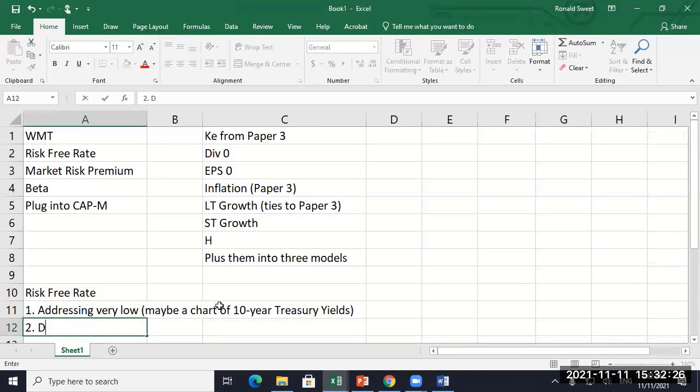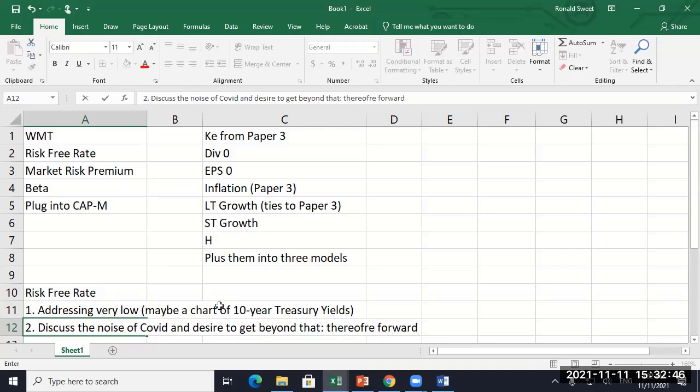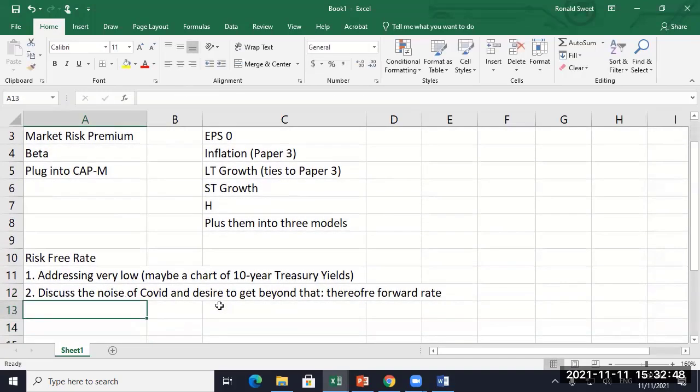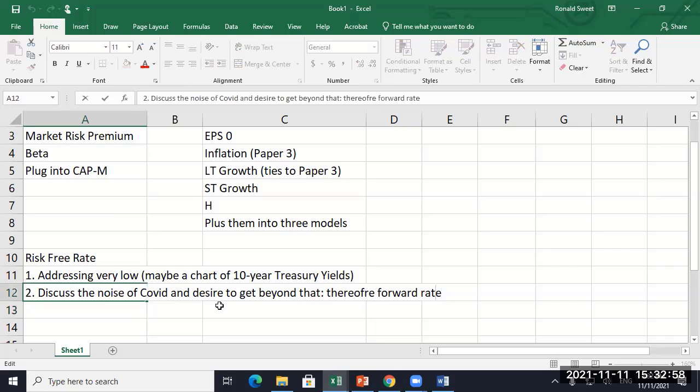I'm going to discuss, in my opinion, this is me, you have to write your own paper, the noise of COVID and the desire to get beyond that. So what am I leading up to? I'm going to use the forward rate. So that's kind of arguing, I kind of say that all the time. It's like we're always in a noisy period. But yeah, that's kind of where we are the last several years. So that's my approach. Your approach can be different.